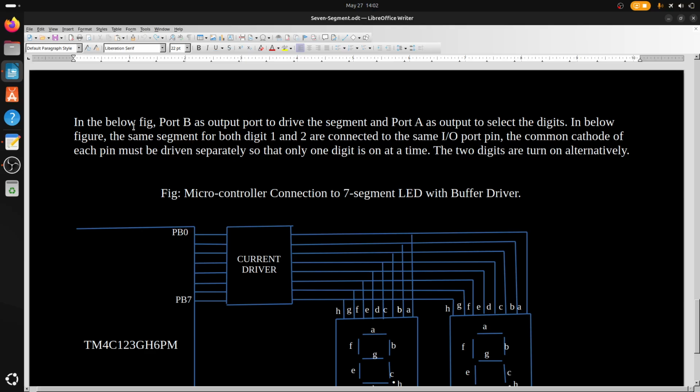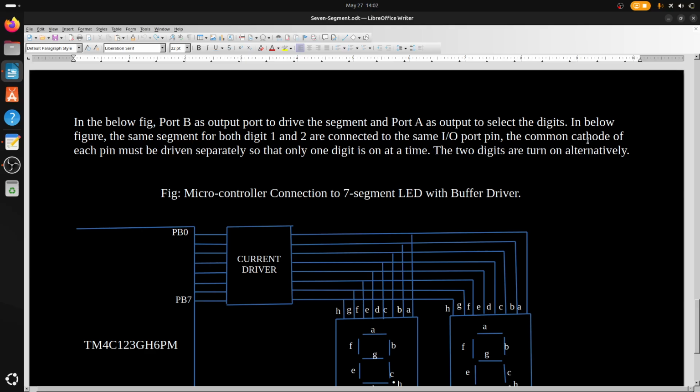In the figure below, the same segment for digit 1 and digit 2 are connected to the same I/O port pins, because this digit in the zeros place and this digit in the ones place are connected to the same I/O pins, right? Same pin, okay.